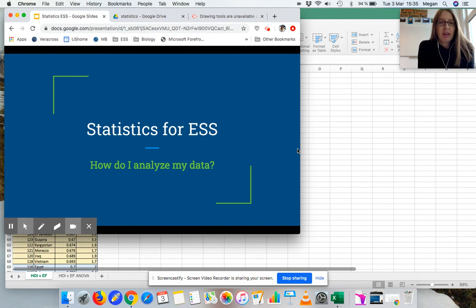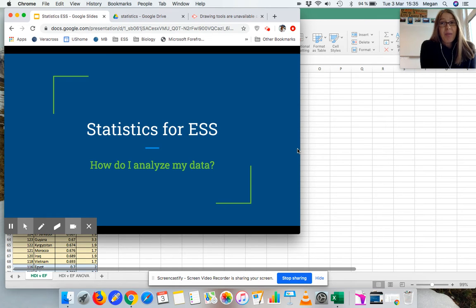Actually, this is just an introduction to a couple of tests that you can use when you are doing an investigation where you're using a lot of data. This data could be data that you take yourself in a lab, or it could be data that you have mined from a secondary source, which is the data that we're using today.